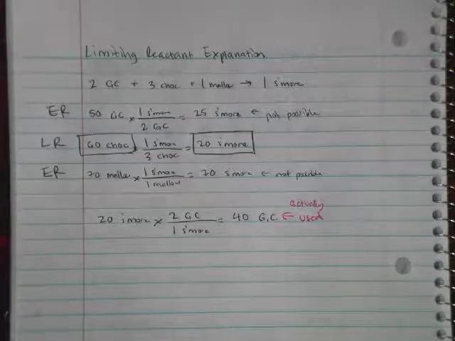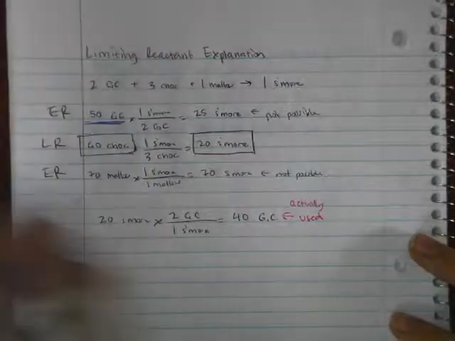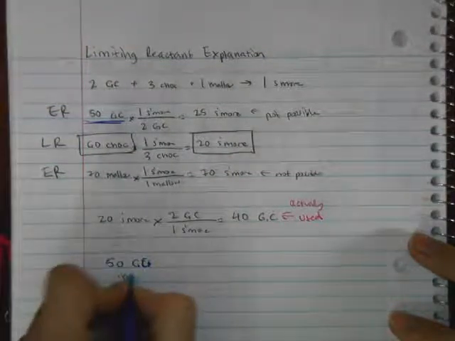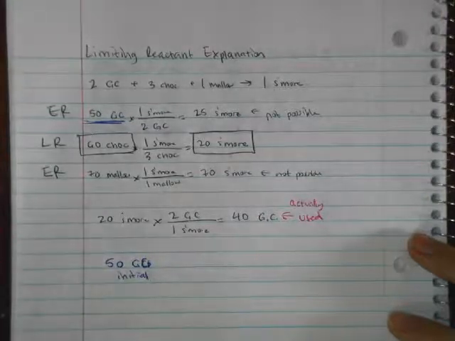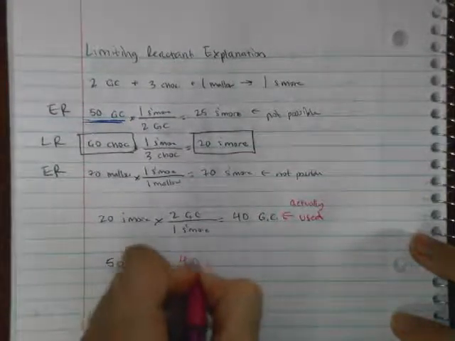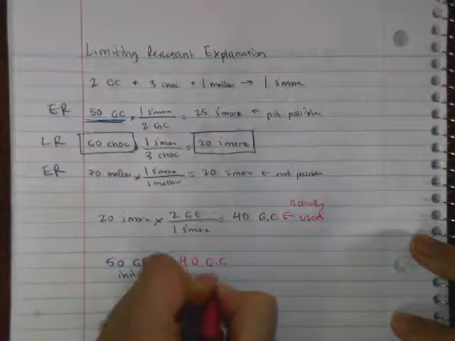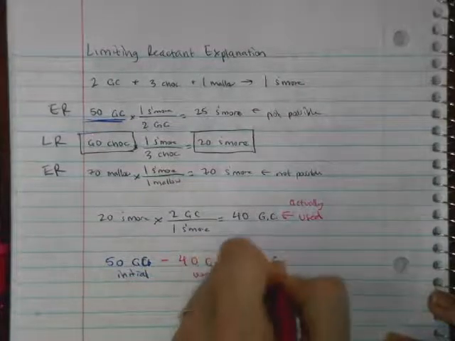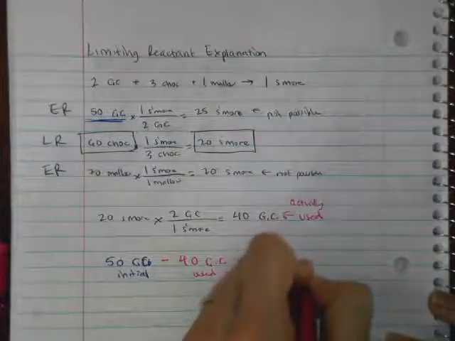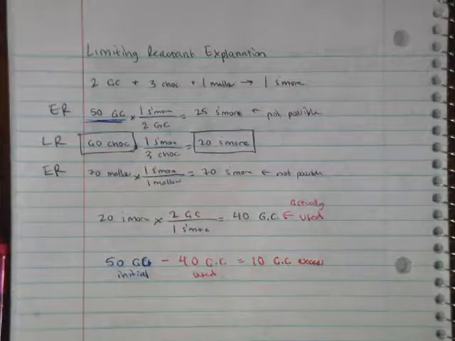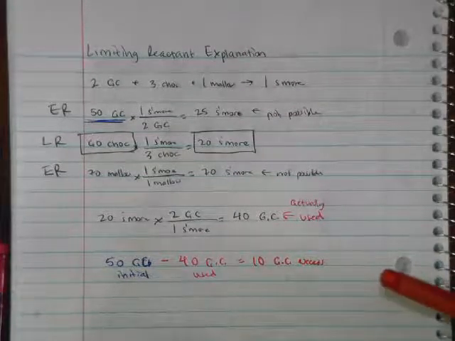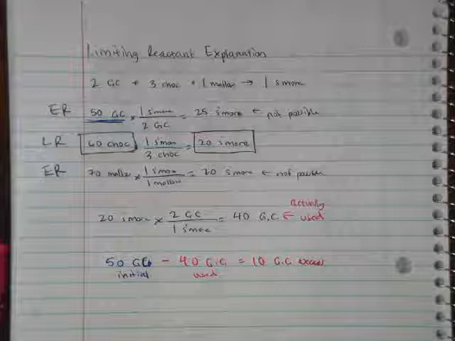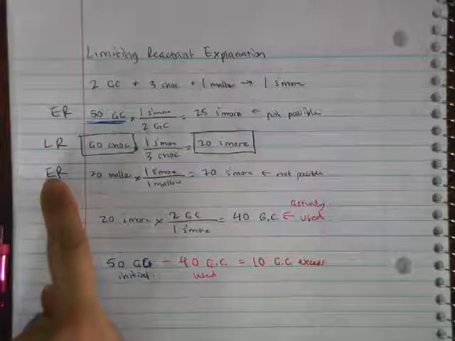However, I started with 50 graham crackers. This was my initial. Okay? What I'm going to do is subtract the 40 graham crackers that were used, okay, and this will give me 10 graham crackers in excess. Okay, I could do the same thing with the marshmallows, but you can probably just look at it and realize, oh, you're going to have 50 marshmallows left over. Okay, so this is your excess reactant, and this is your super duper excess reactant.